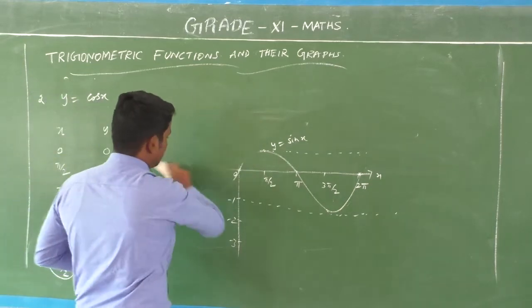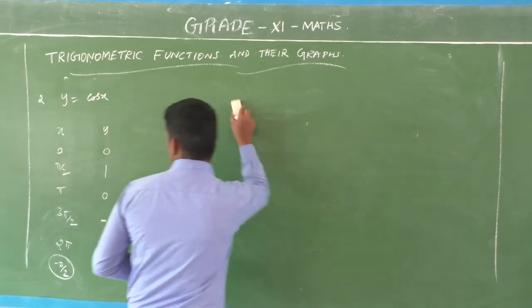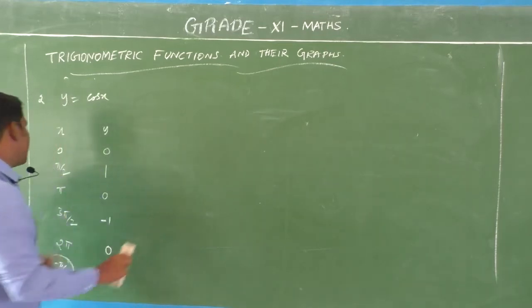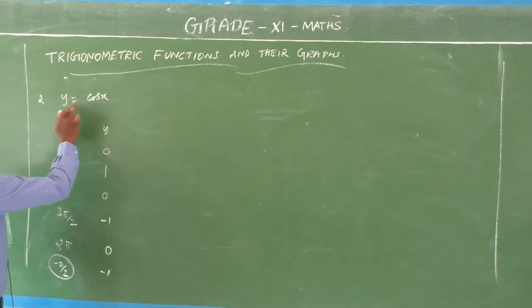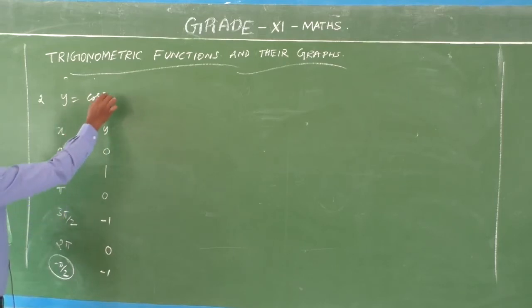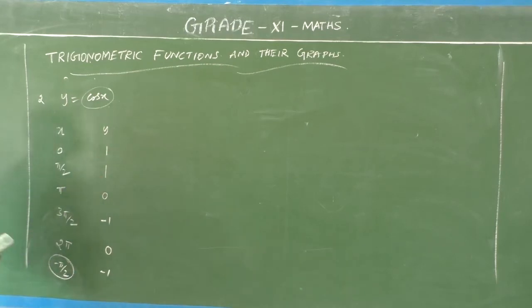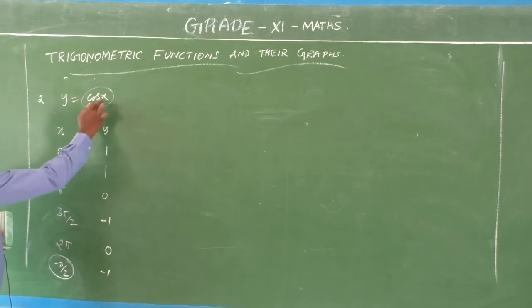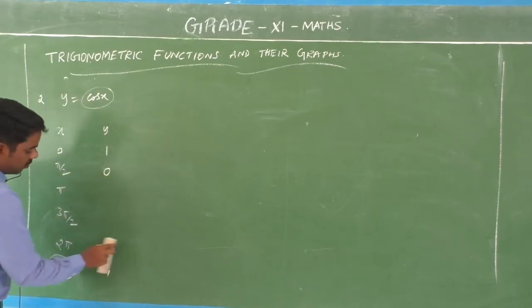Similarly, let us take x equal to 0, pi by 2, pi, 3 pi by 2, 2 pi, and so on. Let us take one complete rotation only. Next, y equal to cos x. For x equal to 0, y equal to cos 0, which is 1. For x equal to pi by 2, cos pi by 2 is 0.